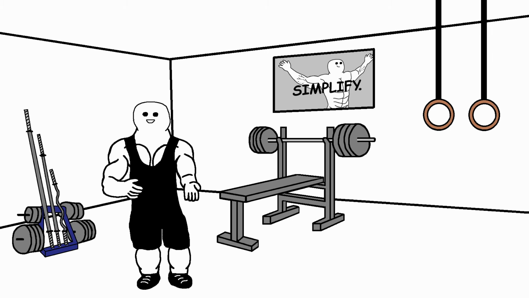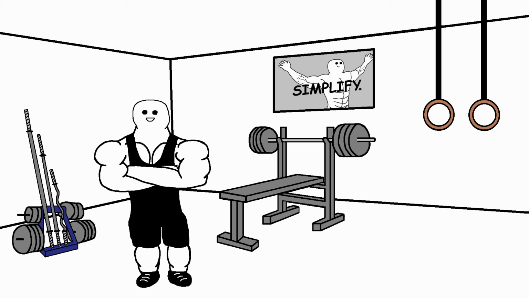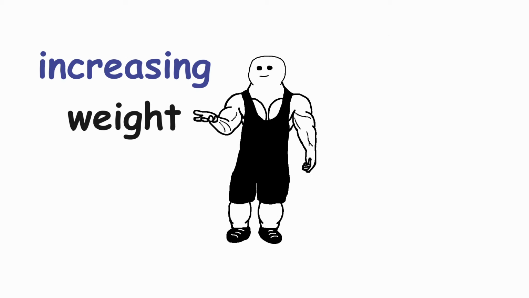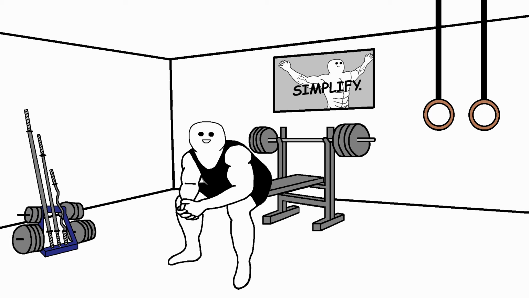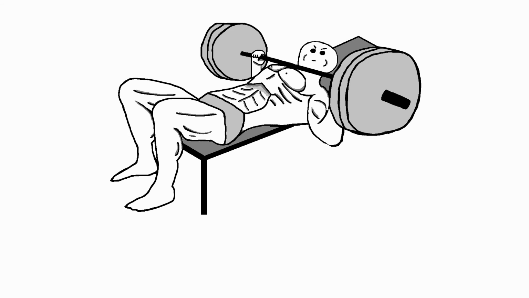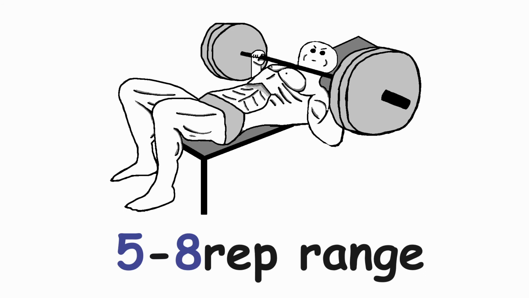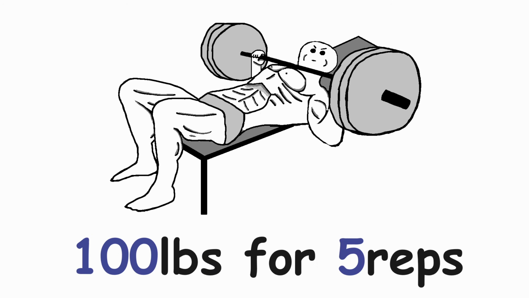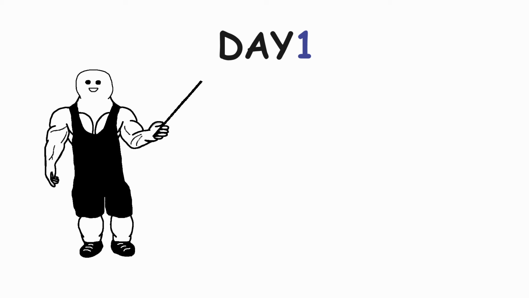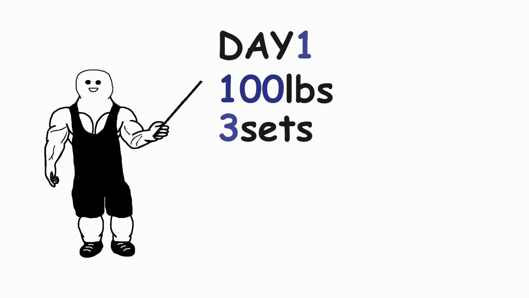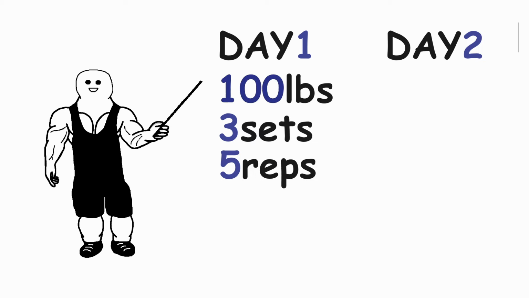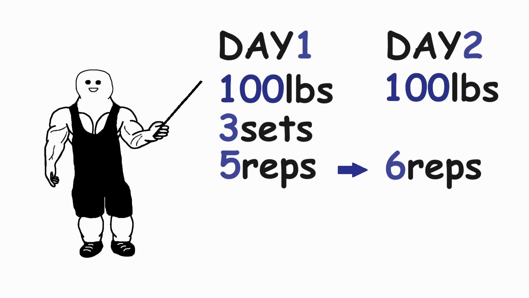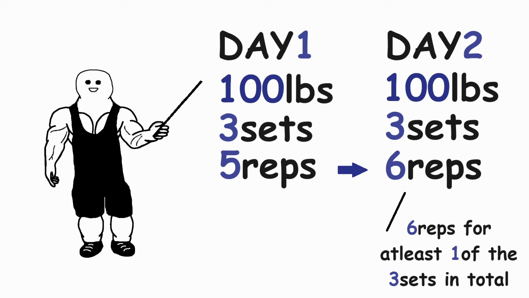So, as you might have guessed, the two most used types of progressive overload are increasing the weight and increasing the reps. You always hear me say rep ranges like 5 to 8, 8 to 12, so let me use them in an example. Let's say you are doing bench press in the 5 to 8 rep range, and you are currently able to bench press 100 pounds for 5 reps. So on the first day of bench press you did 100 pounds for 3 sets of 5 reps. And in the next workout you will try to do at least 6 reps for at least 1 set of the 3 sets in total.